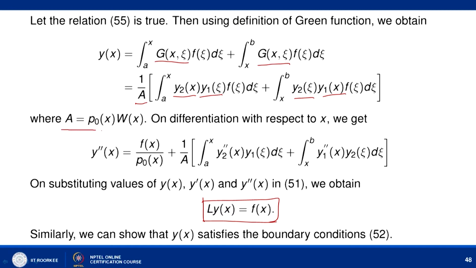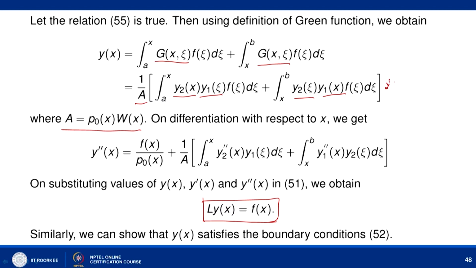Now, here a is p0(x) times W, the Wronskian of y1, y2 at the point x, and we know that this is constant. So, now y(x) is given here. Now, differentiate with respect to x. When you differentiate with respect to x, what will you get? Let me write it here.